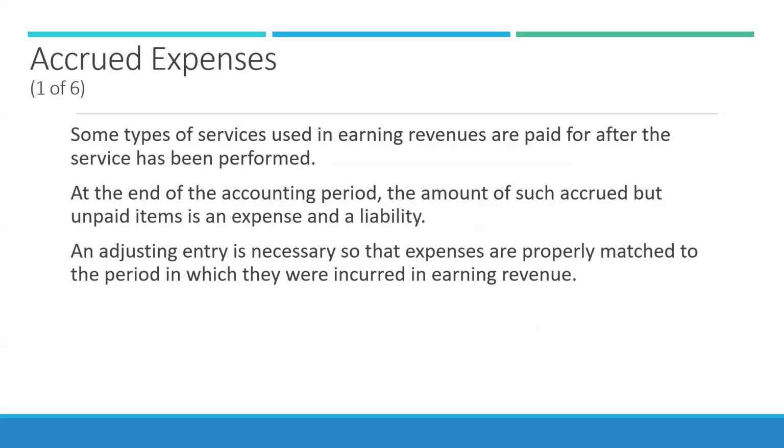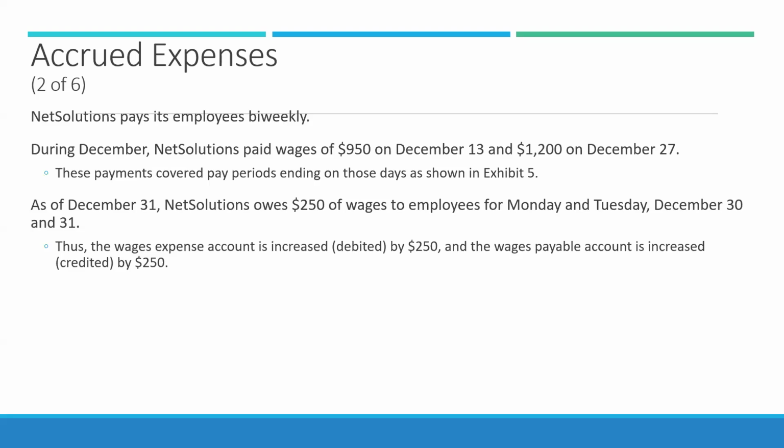Some types of services used in earning revenues are paid for after the services have been performed. At the end of the accounting period, the amount of such accrued but unpaid expenses is an expense and a liability. An adjusting entry is necessary so that expenses are properly matched to the period in which they were incurred in earning revenues. Perfect example, employees.